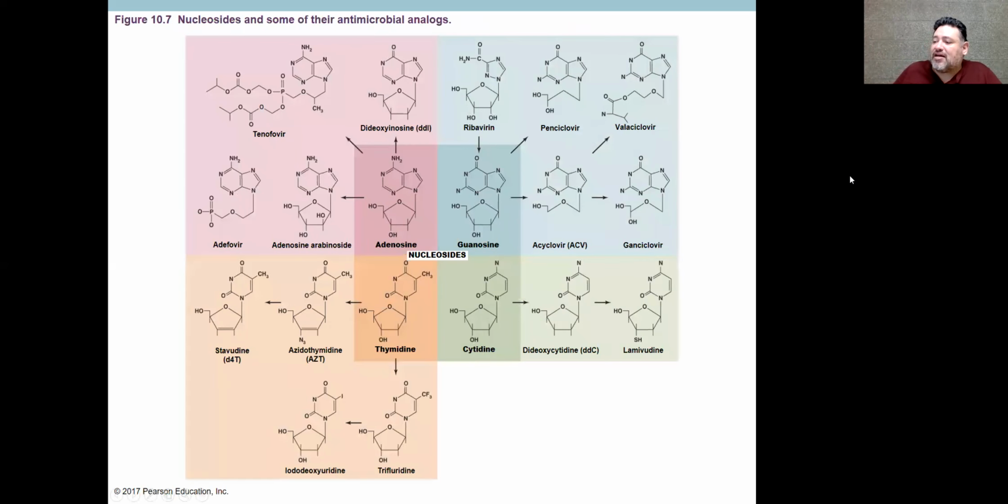So this is what these nucleotides look like. We have analogs of all four of them. Here's adenosine, here's the analogs. Here's guanosine, here's the analogs. Here's cytidine, here's the analogs. And here's AZT. AZT is one of the known analogs that we use in the cocktails for HIV patients. And that's an analog of thymidine. Very, very useful.